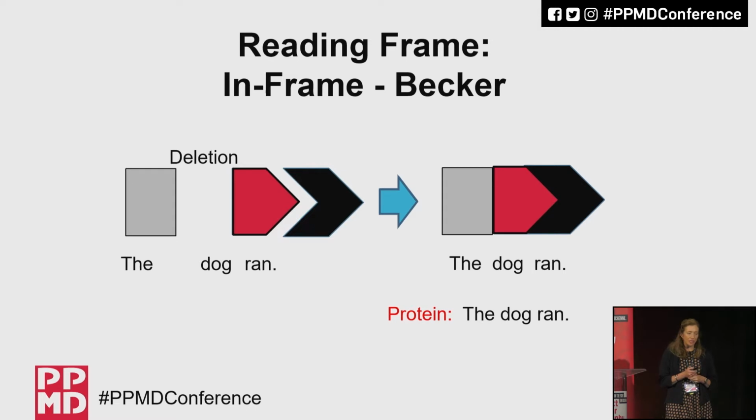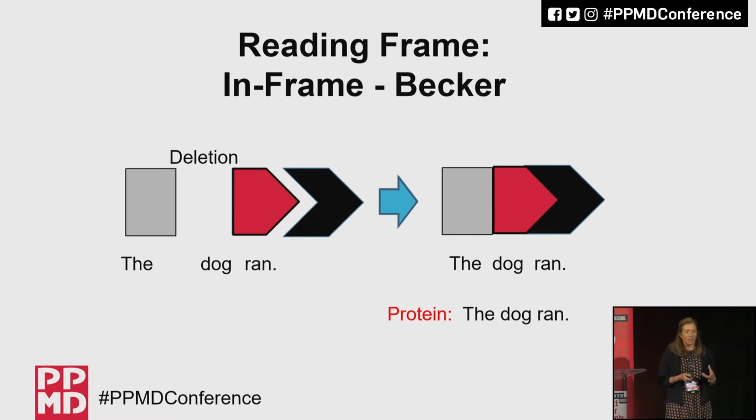With an in-frame deletion, you can have an exon deleted, but the puzzle pieces still fit together well enough to make a sentence that still makes sense. In this case, you get the dog ran. So in this case, you get some protein made. It may not be perfect, but it's better than nothing.